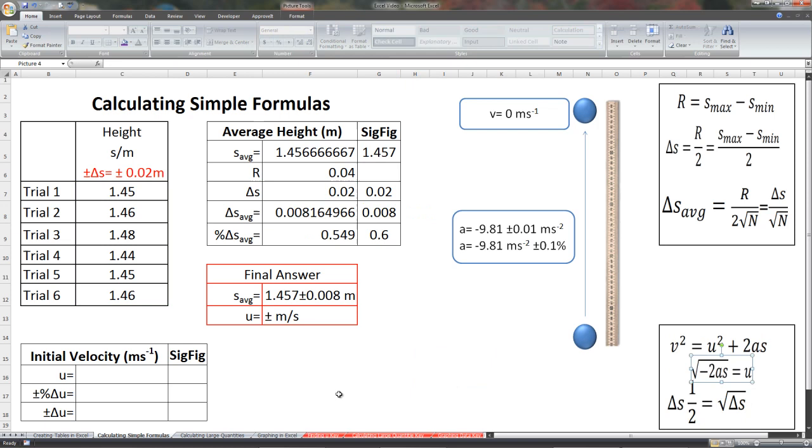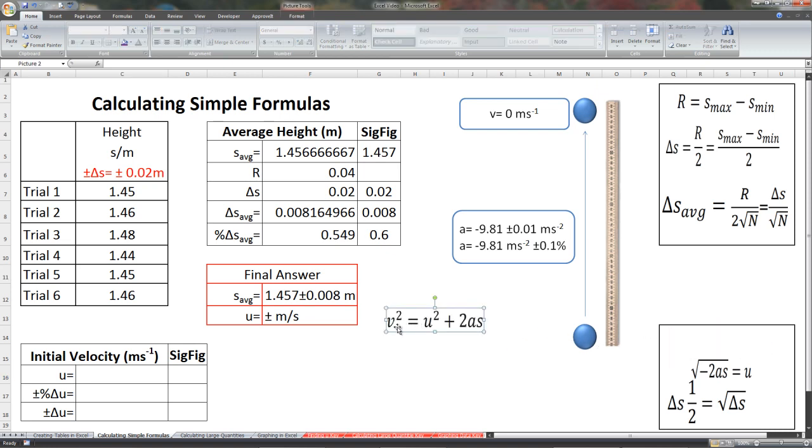Okay, now that I know my uncertainty and my average height of the ball, now I want to calculate the initial velocity of the ball, or the ball as soon as it leaves the projectile launcher. Some things that I need to note is that I need to have some information such as my absolute uncertainty, my relative uncertainties. So here I have it for my height, and then I have my relative uncertainties for my acceleration.